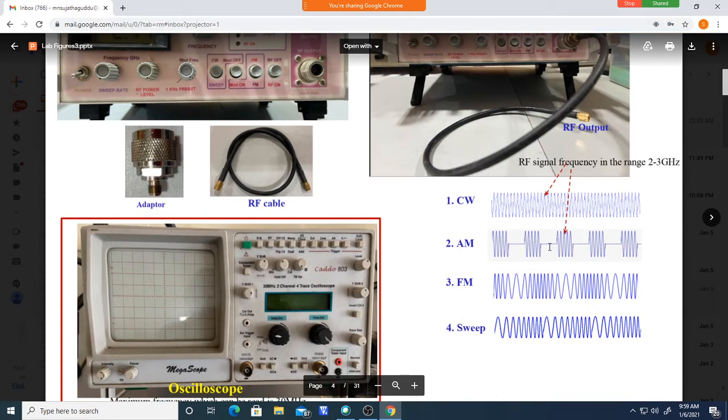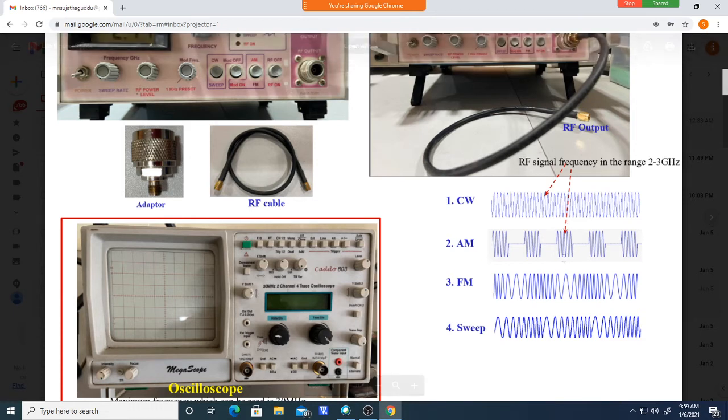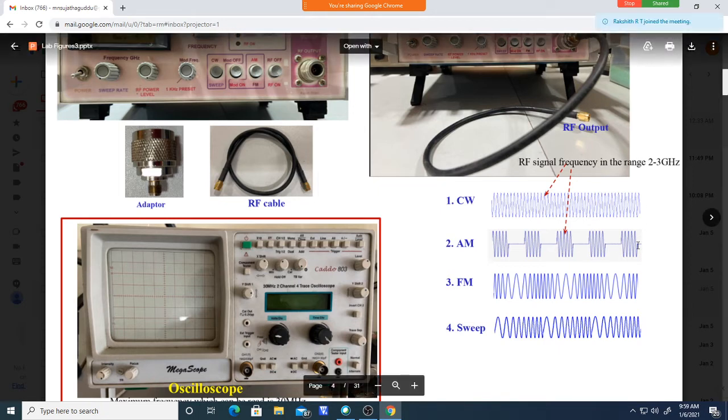Okay, AM modulated means the carrier will be there. This is 2 to 3 gigahertz. During the positive half cycle of the square wave, we will have the carrier like this, and during the negative half cycle there is no signal. This is the type of output we will be taking.